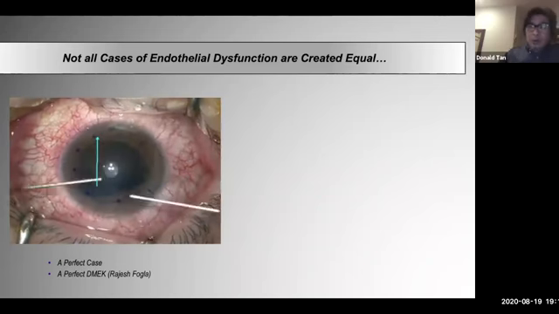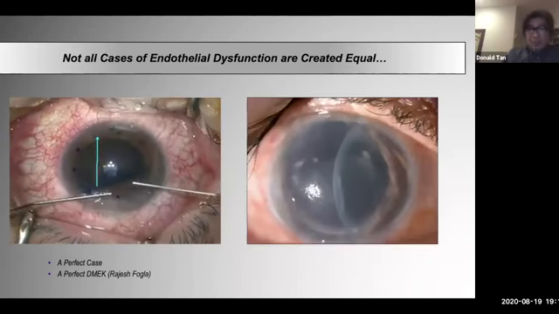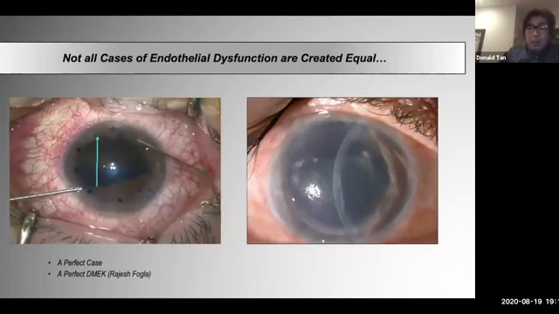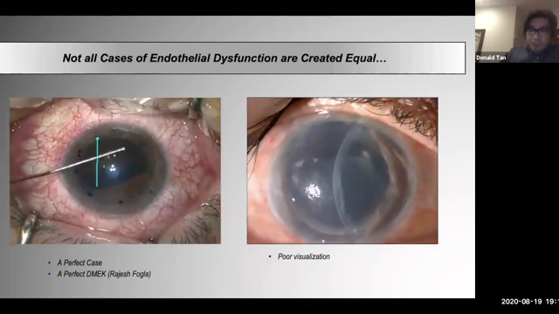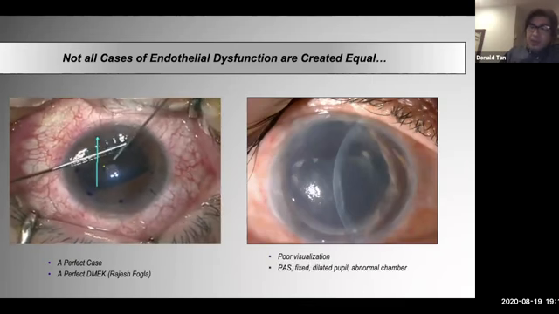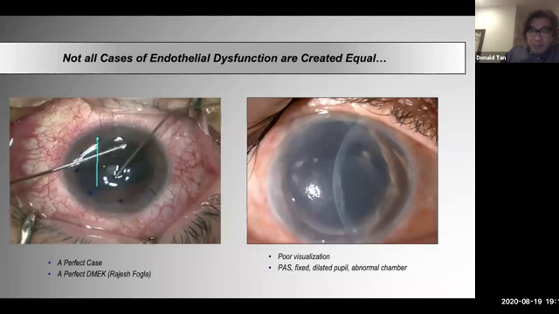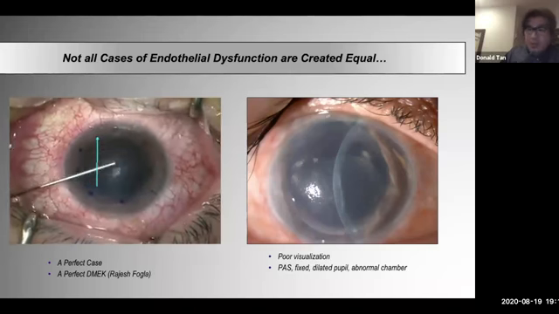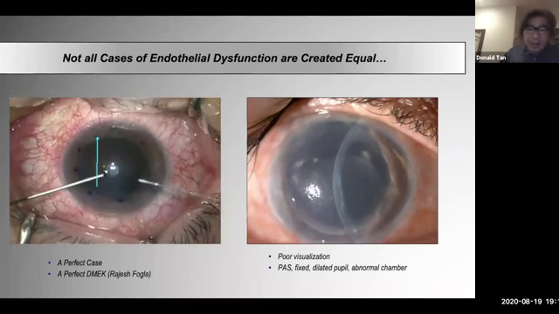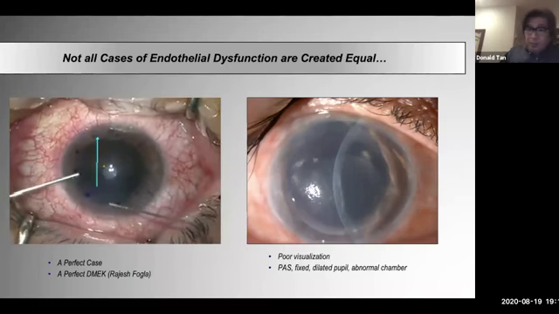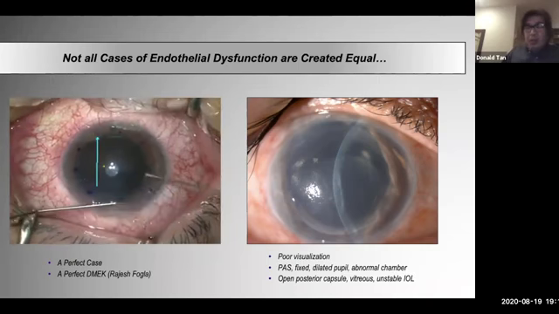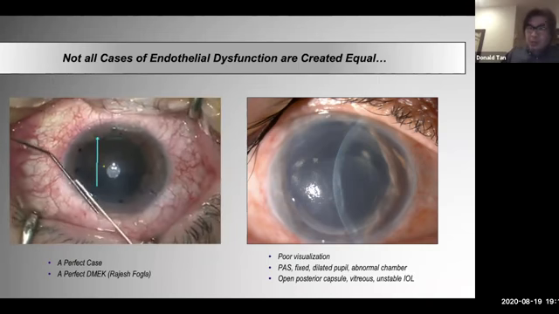This is not what we often see. We often see this. In this situation, I think it will take a little bit longer. DMEK can be done, but there are challenges. So poor visualization, firstly. And secondly, there's peripheral anterior synechia in the periphery. There's a large dilated pupil. The IOL is just there. It looks a little bit decentered. In fact, the chamber is abnormal. There's an open capsule. There is vitreous on the side there and an unstable IOL. So to do this type of tapping is going to be very difficult.